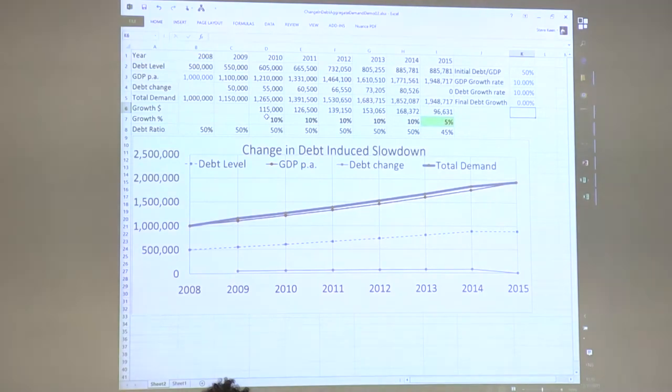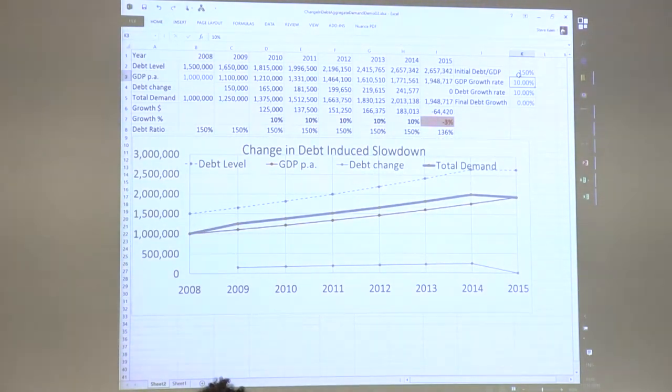Well, what you would have in that situation would be a debt ratio remaining constant at 50% of GDP, change in debt every year being 10% of GDP, which is 50,000 first of all, then 55,000, 60,000, et cetera. And in the final year stabilizing, what you get in terms of adding up the turnover of existing money, which is what GDP is measuring, plus the change in debt, which is what the change in debt is adding to demand, then your growth rate would go from being 10% per annum to 5% per annum. Still positive.